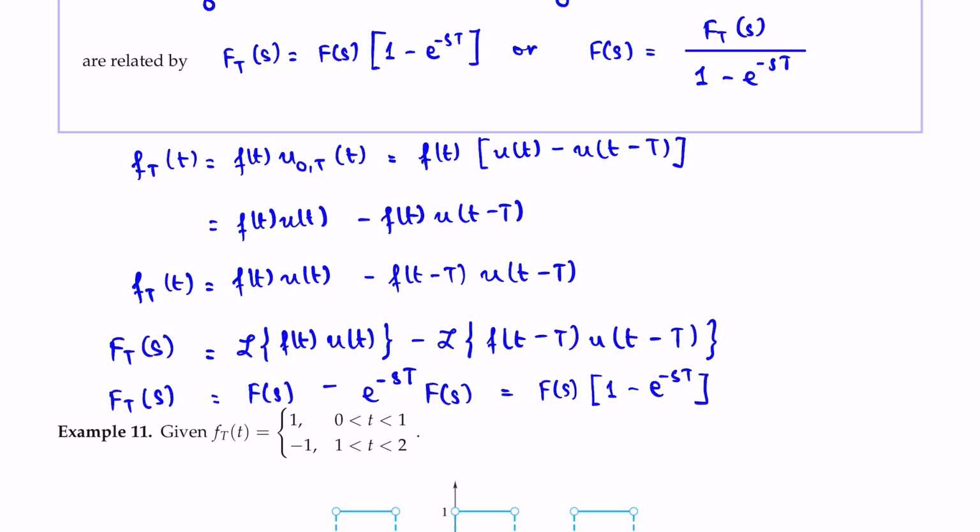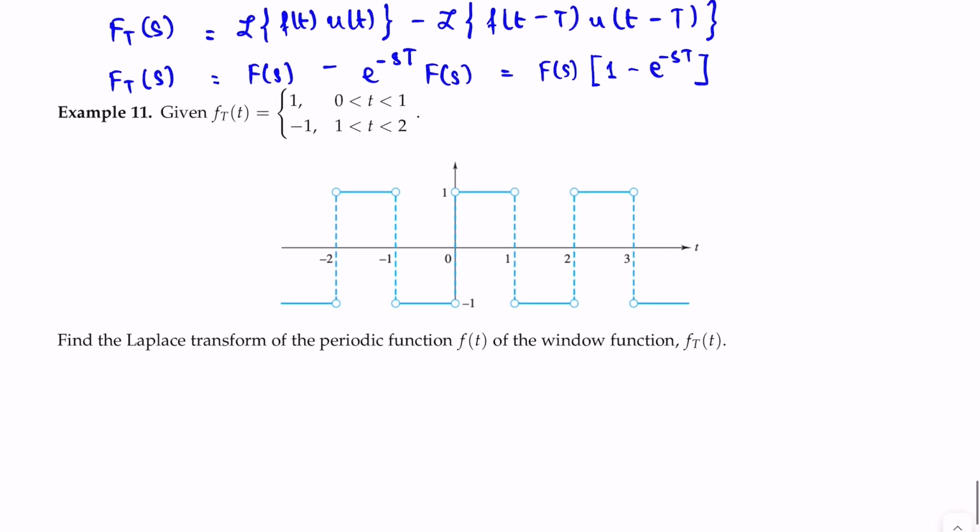Now let's take a look at the following example. This is again the square wave function, and you want to find the Laplace transform of this periodic function or the window function. So this is the window part of the periodic function. So the entire function is little f of t, a periodic function with period capital T equal to 2.